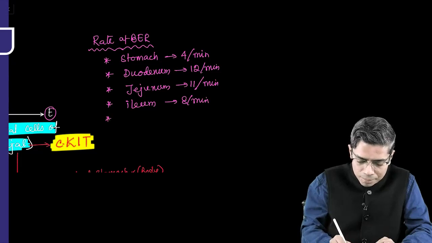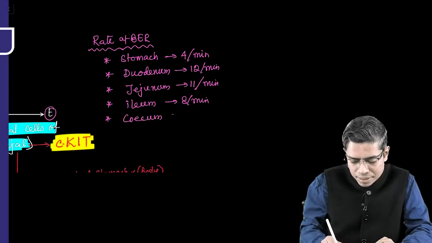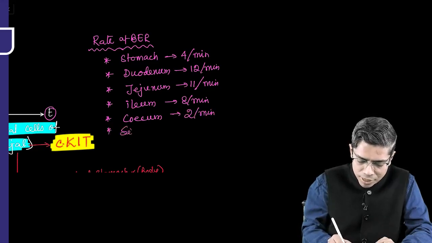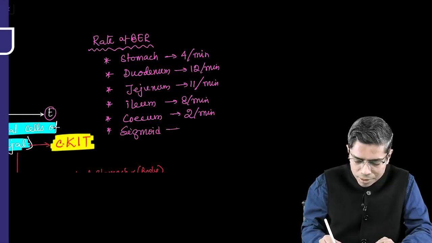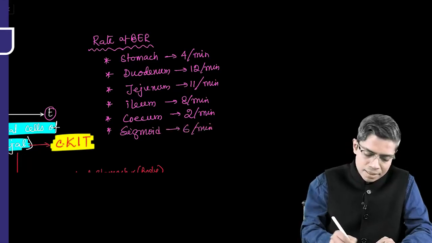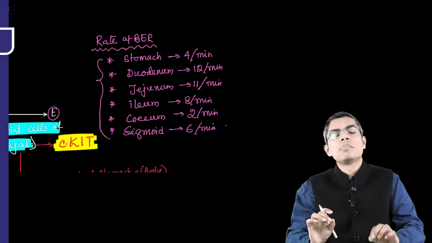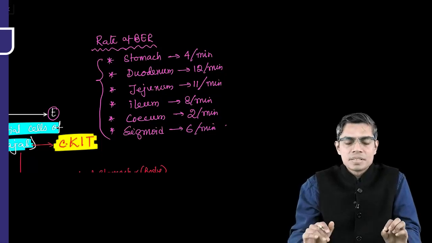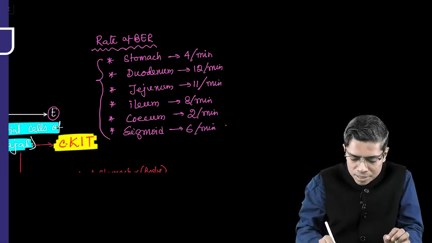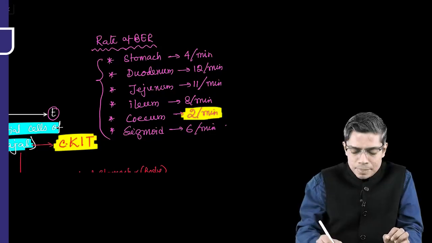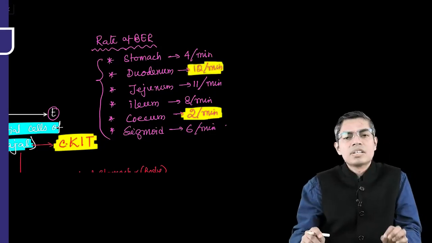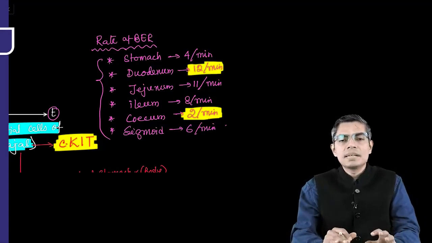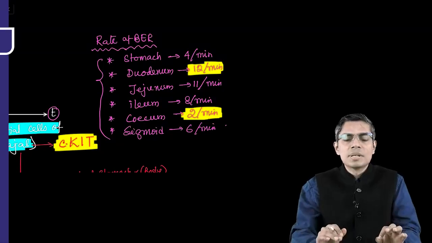At the level of cecum, the rate is very minimum, that is 2 per minute. And at the level of sigmoid colon, the rate is 6 per minute. Believe me, these rates of BER are very important. Multiple times various MCQs have been given from this rate. So the minimum rate I can find out is the cecum, and the maximum rate is at the level of duodenum. But you have to remember all of these rates because you don't know which options will be given in your MCQ. So that way, remember the rate of BER.